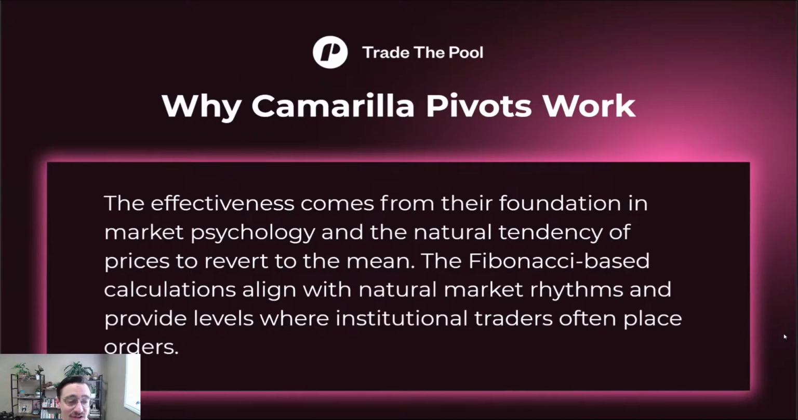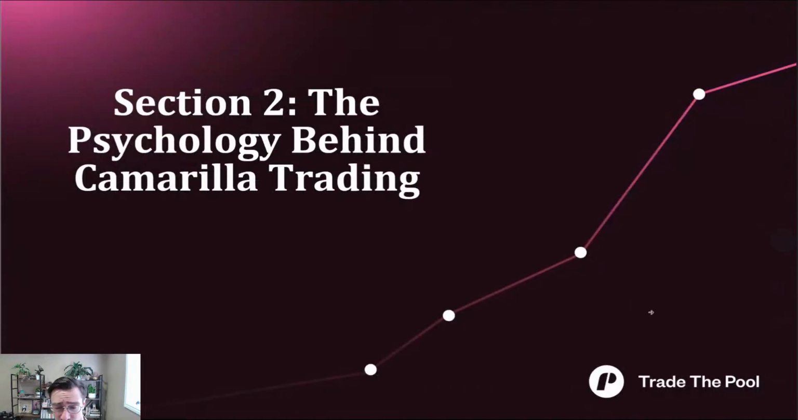The Fibonacci calculations align with natural market rhythms, and they tend to provide levels where institutional traders will place orders. If anybody's been trading with fibs for a long amount of time, this is an old school trader thing. This isn't some new technology. Fib levels work. They're very responsive in general, and watching what price does as it navigates through the fib levels of a range can give you a ton of information. So to me, it makes very logical sense to construct a pivot system based on these parameters, and it works really well.